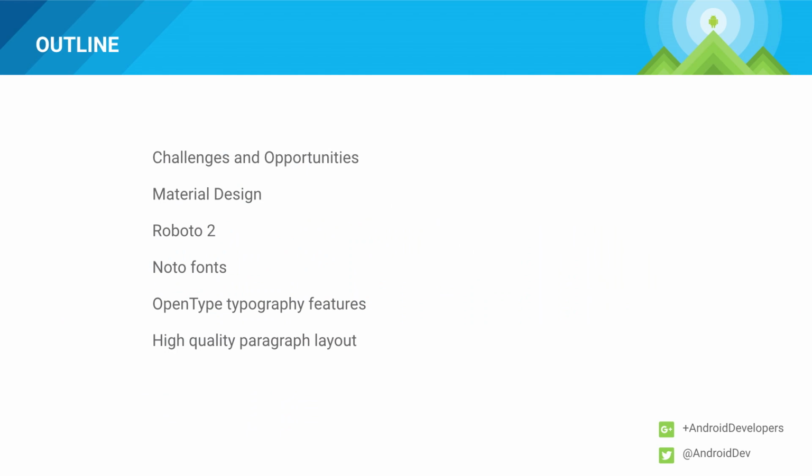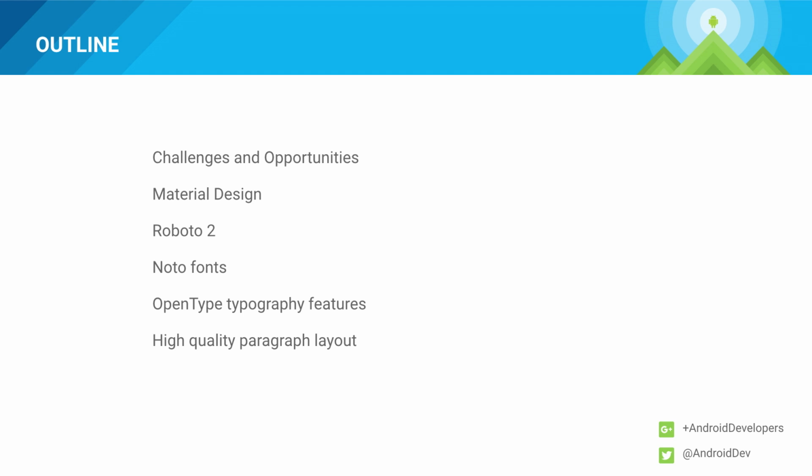So it's kind of a grab bag of a bunch of different topics around text and typography on Android. I'm going to talk about some of the challenges and opportunities, just a little bit of an introduction to material design, which I'm sure everybody here is quite familiar with. Then I'm going to go into some of the details about the Roboto II and Noto fonts, and especially the kind of more recent changes around these to better support international typography.